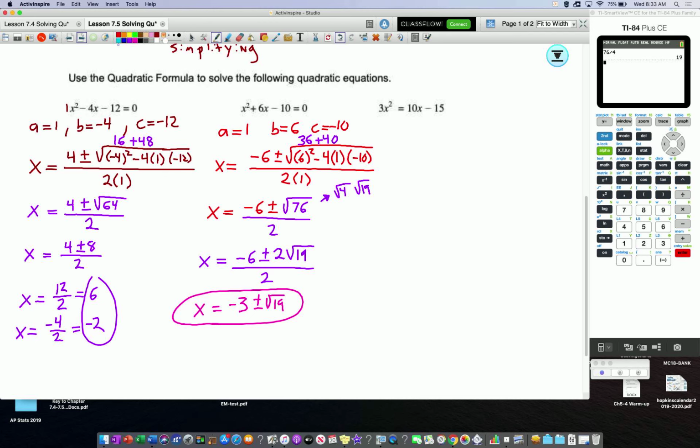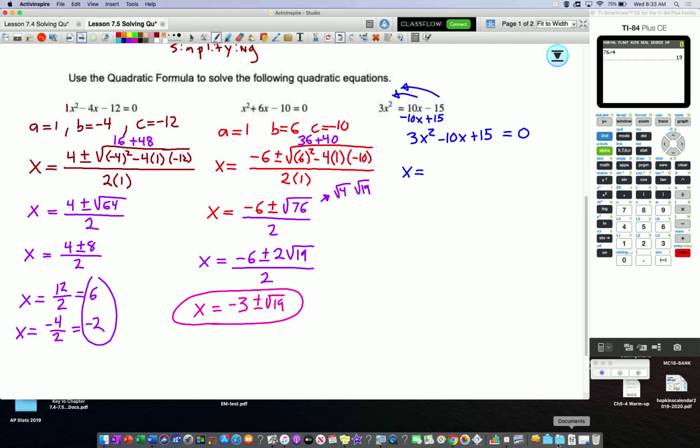All right, last one in the notes here. Look at this. It says equals, so that means I have to move everything to the other side. So I have to subtract 10x and add 15. Now all of a sudden I have 3x squared minus 10x plus 15 equals 0. So now I'm going to plug it into the quadratic equation.